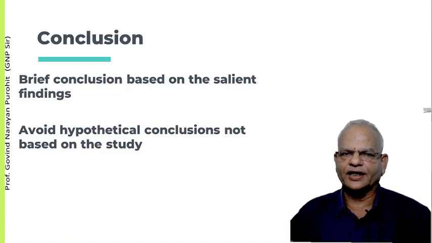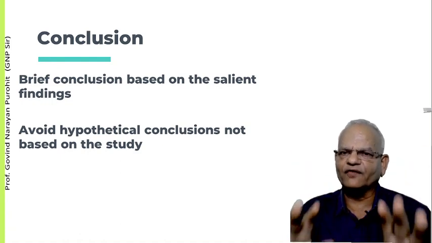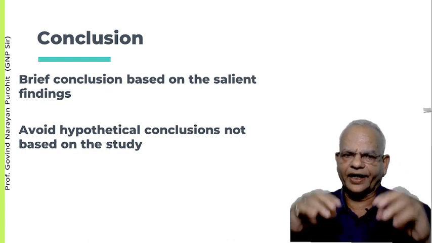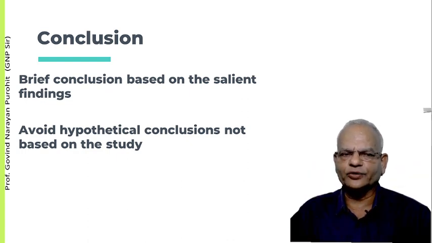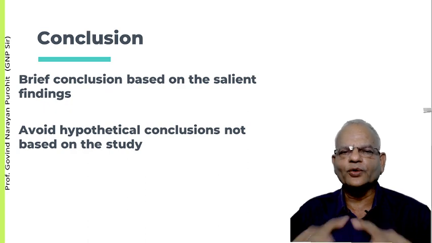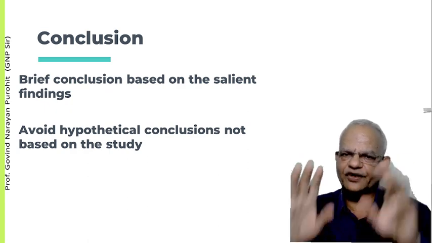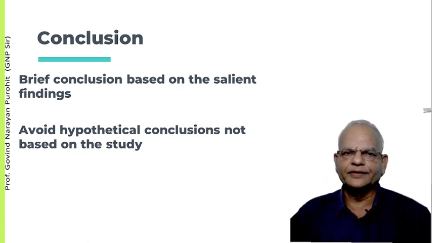Then the conclusion. A conclusion is a must for most journals. It should be brief, based on the salient findings of your study, and avoid hypothetical conclusions not based on your study. Don't conclude anything which you have not experimented, right?